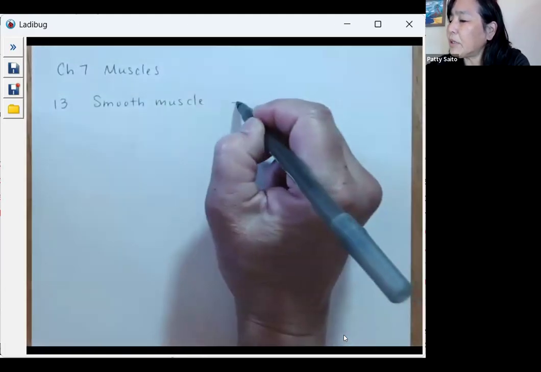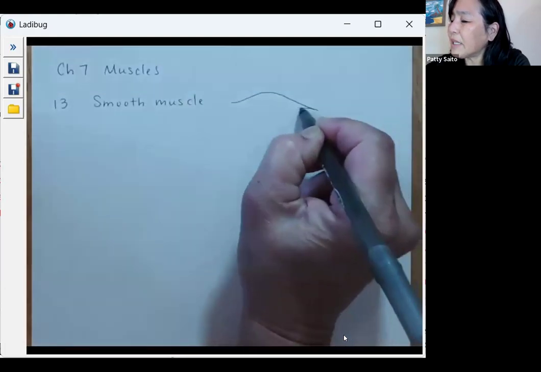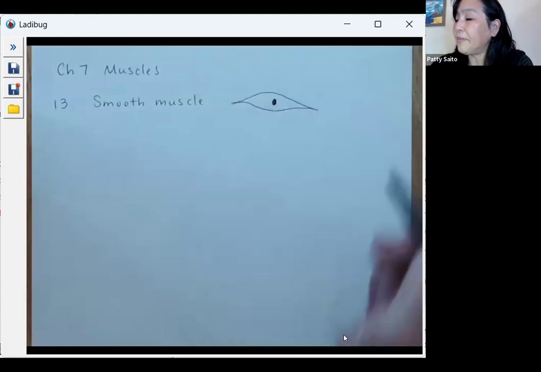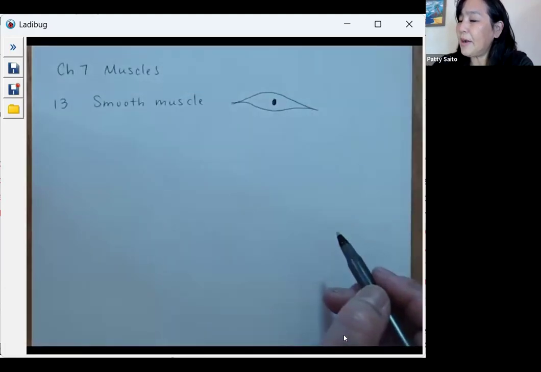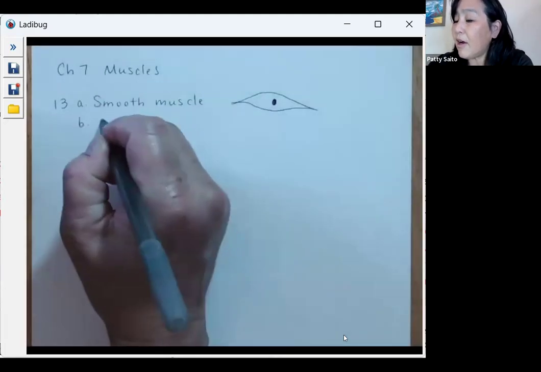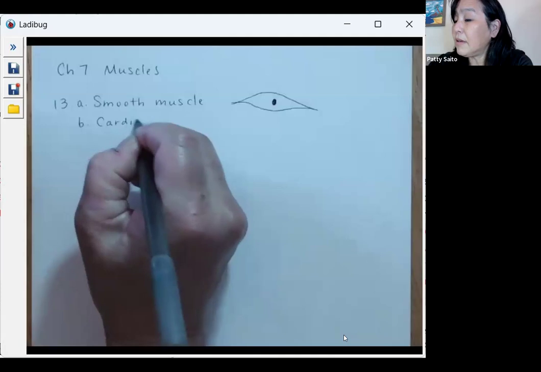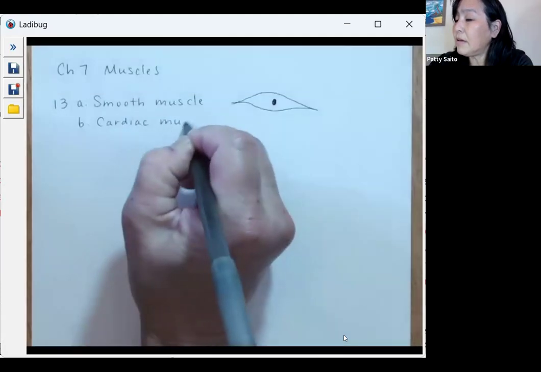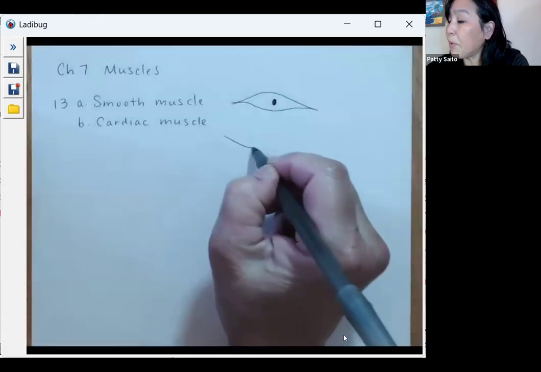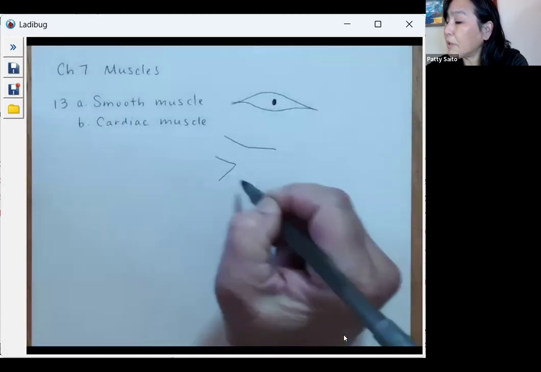It's actually kind of spindle shaped like this. The muscle cells look like this. Uninucleate. Okay. We have cardiac muscle. Okay, these are also uninucleate, but they're branched fibers.